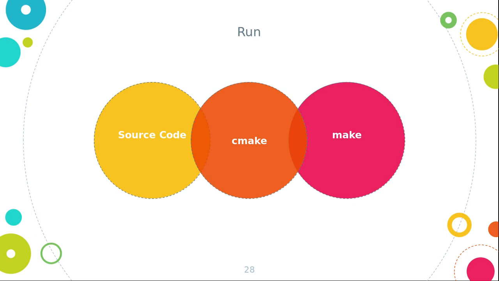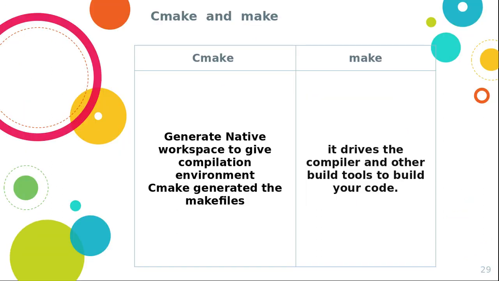Once your requirement is fulfilled, what will you do? You require binaries to run it on hardware. When you run the make command, it will take all the input from CMake, and it will execute and build an executable. Similarly, CMake is nothing but generating a native workspace to give a complete environment, and CMake generates the makefiles. A makefile is what? It drives the compiler and the build tool to build your code.